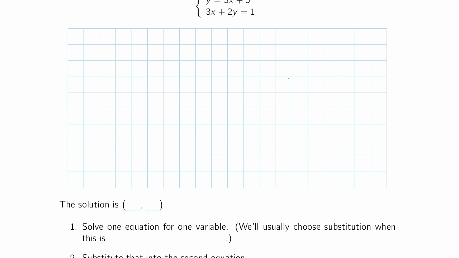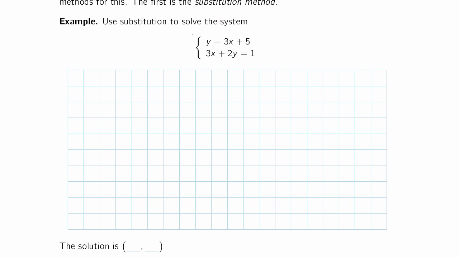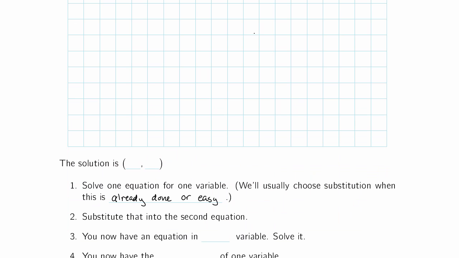So our first step is to solve one of our equations for one of the variables. Either solve it for x or solve it for y. We will typically choose to use the substitution method, especially in systems where this is already done or easy. In our example, this equation is already solved for y, so there's no work to do at step 1. Our second step is to substitute that equation into the other.